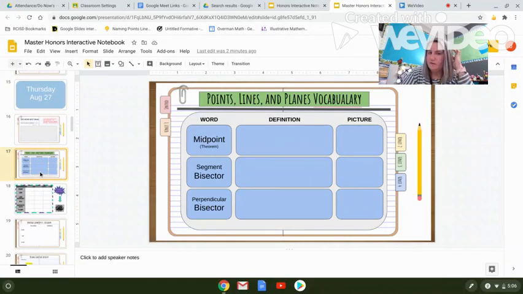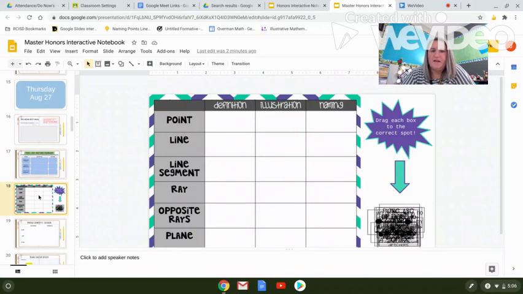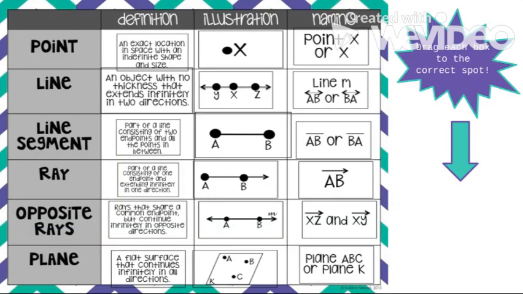I moved things around a little bit, and so we already discussed midpoint, segment bisector, and perpendicular bisector on the last video. Next, what I'm expecting you guys to do is go ahead and drag each one of these into the correct spot. See if you can figure out what a point, a line segment, a ray, opposite rays, and a plane look like. Here's a finished product, so check your answers.